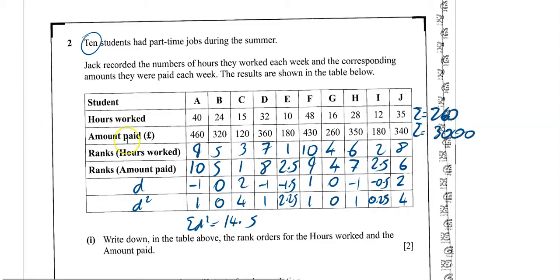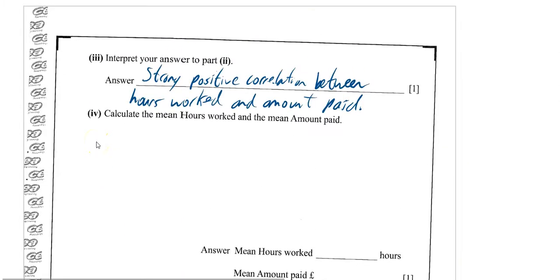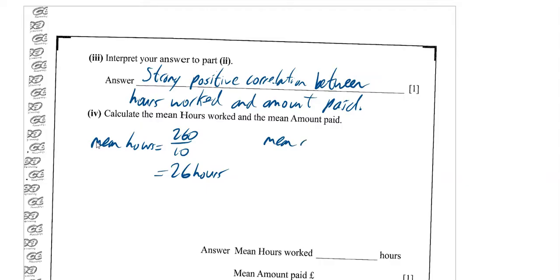So we can go down and do that. So the hours worked was 260 total for all the hours worked. The total amount paid was 3,000. So calculate the mean hours worked. So the mean hours is equal to 260. And remember, there are 10 people, which is going to be 26 hours. And then the mean amount paid is just going to be 3,000 divided by 10, which is going to be then £300. So 26 hours and £300.